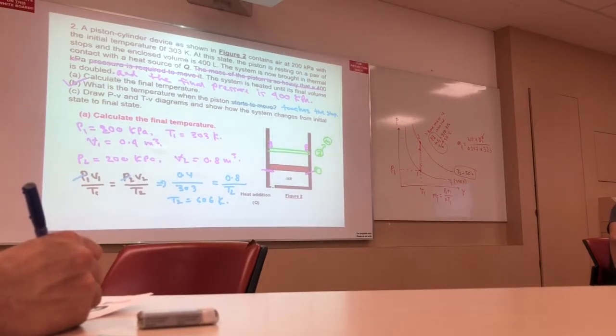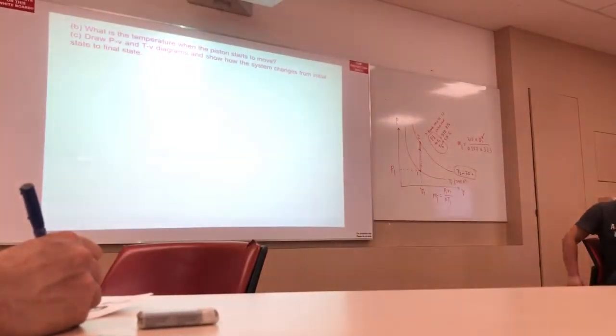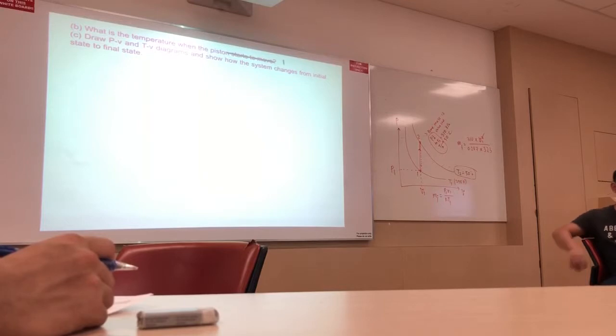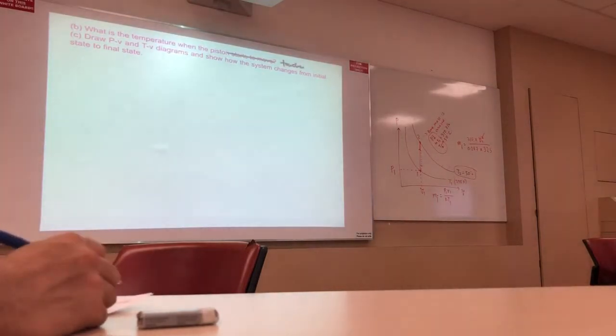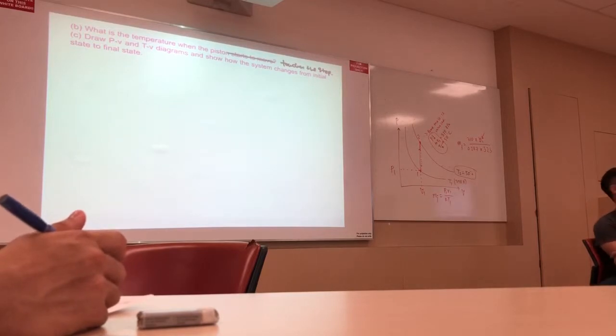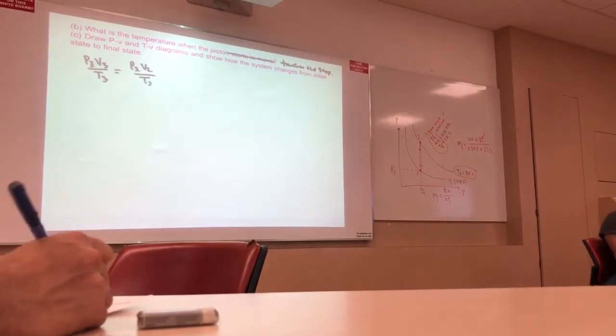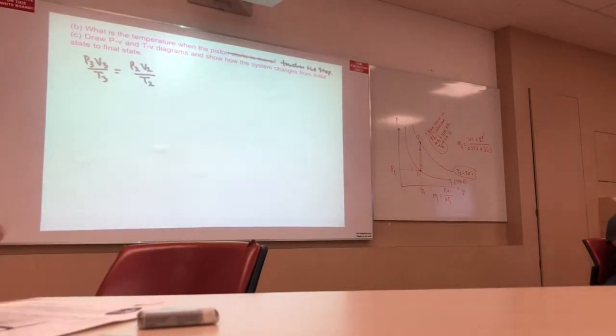Can I go to the next page? Yes. Next page. This one. So I can write V3 by T3 equals V2 by T2. T2 I know, right? So V3 and V2 are cancelled, constant volume.